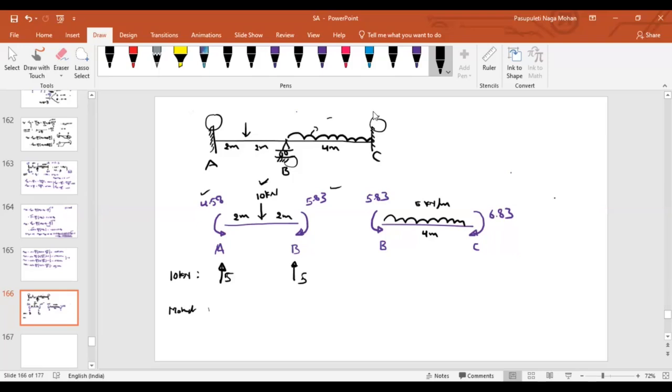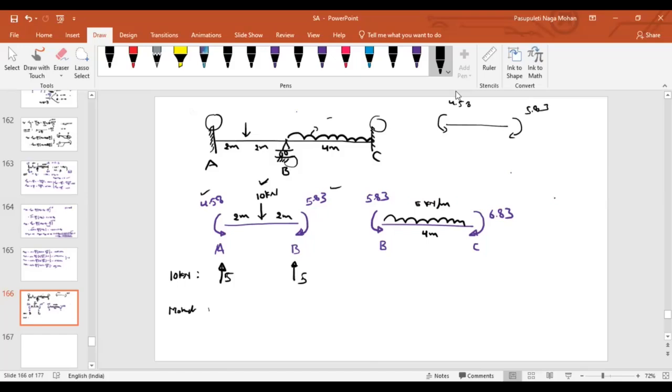4.58 and 5.83. Now forget about the 10 kilonewton. What might be the support reactions? Let me draw it here. There is an anti-clockwise and there is a clockwise moment. 4.58 is trying to rotate anti-clockwise, and 5.83 is trying to rotate clockwise. So what will be the net moment direction? If you subtract these two, you get about 1.3 in the clockwise direction, isn't it?